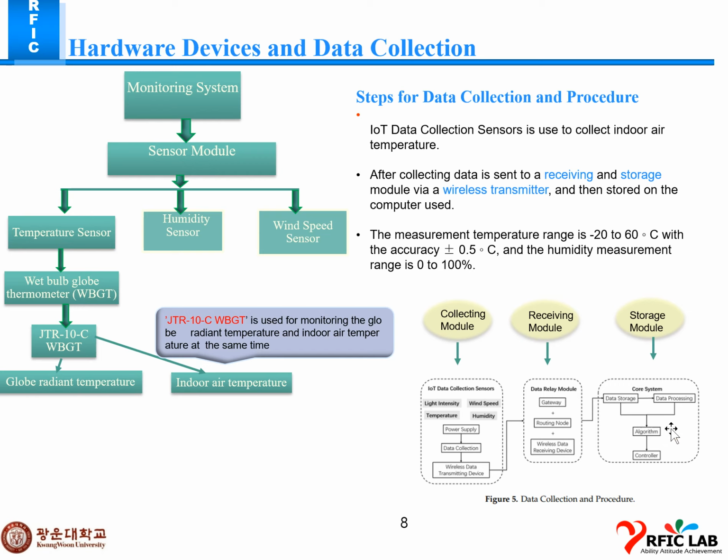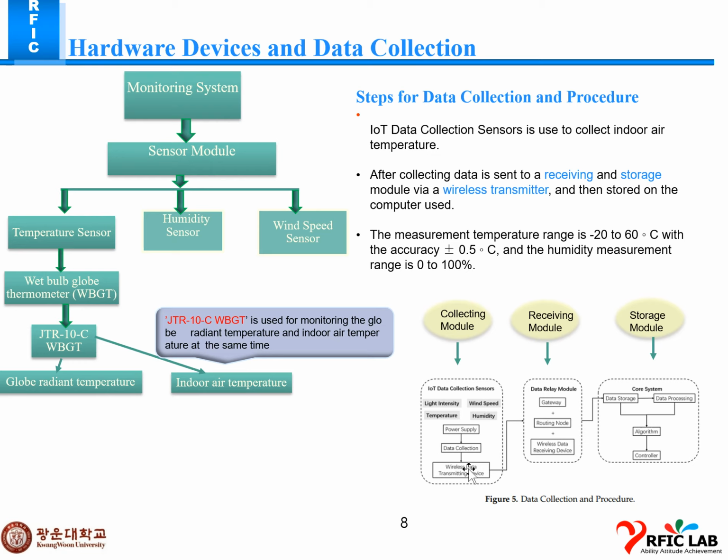In this IoT data collection, this is like a collecting module, the relay module is the receiving module, and the last is the storage module. Using IoT data collection, the sensor is used to collect the indoor temperature. In this collecting module, light intensity, wind speed, temperature, and humidity can be measured using the sensors, and a power supply is used to pass the data from the receiving module to the storage module, from one module to another.